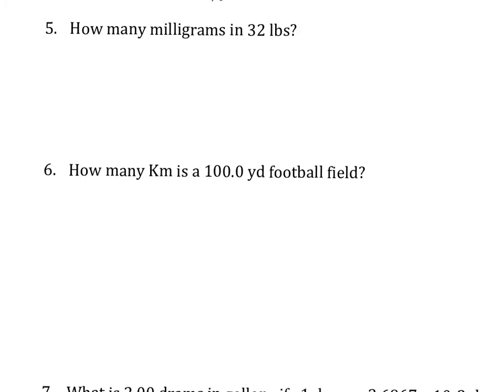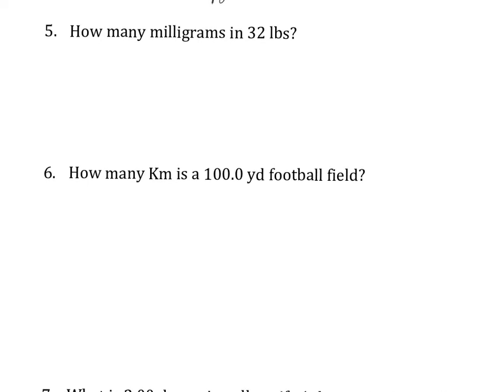These next two problems are examples of English to metric conversions, and in problem number 5, we're asked to go from pounds to milligrams. And I'm going to give you some important information necessary to make this conversion. We know that 1 kilogram is 2.205 pounds. 1 pound is 16 ounces. And 1 ounce is equivalent to 28.34 grams.